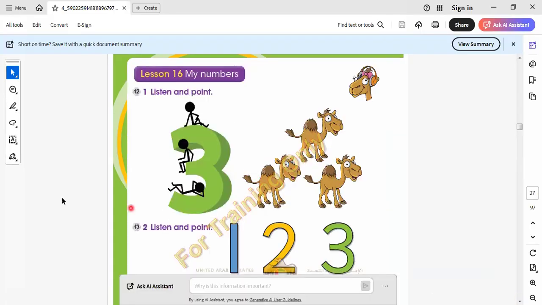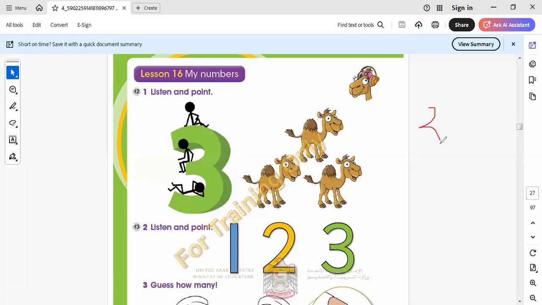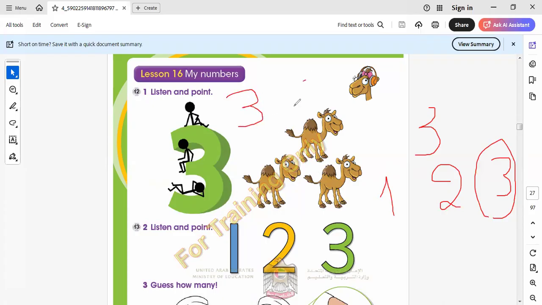Here is number 3. Last class we learned number 1 and 2. Today we will learn number 3. Here we have number 1, number 2, and number 3. So today we will take the new number, which is number 3. We have here 3 camels, written like this.